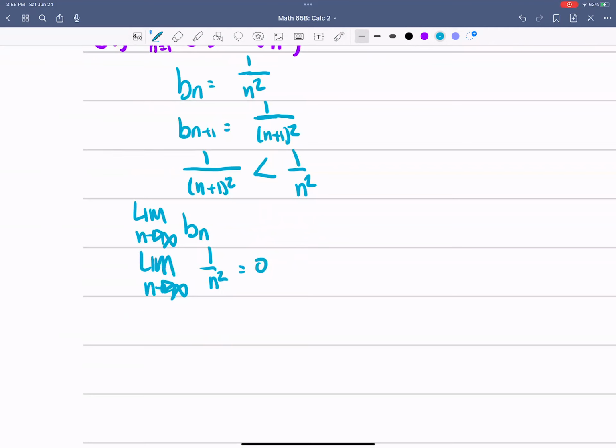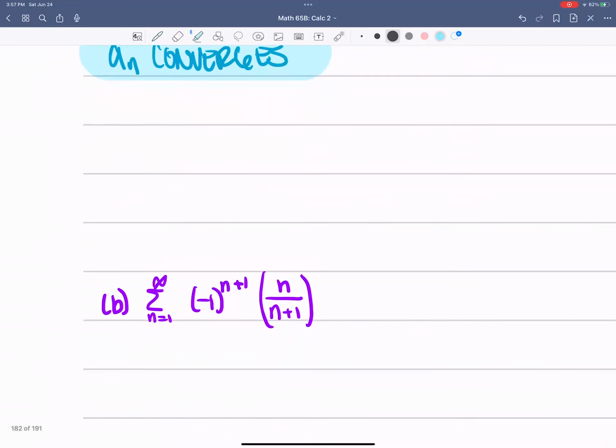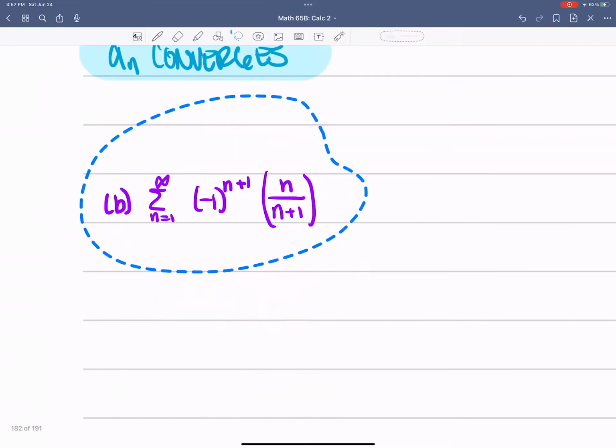Because it converges to 0, and because we satisfied the previous condition where b sub n plus 1 is smaller than b sub n, we have just proven that this series converges. So a sub n converges. The entire series converges. There we go for that one. Let's look at part B.